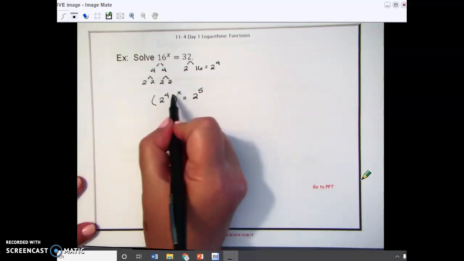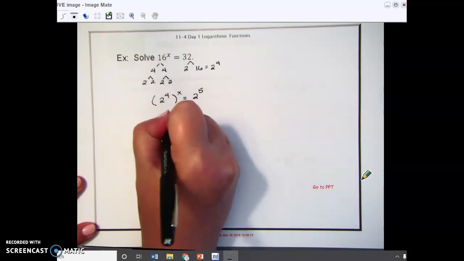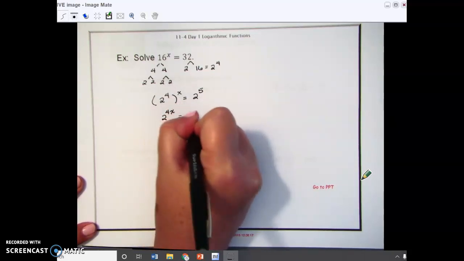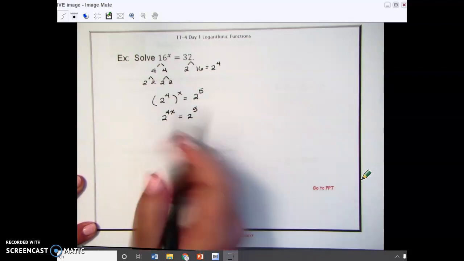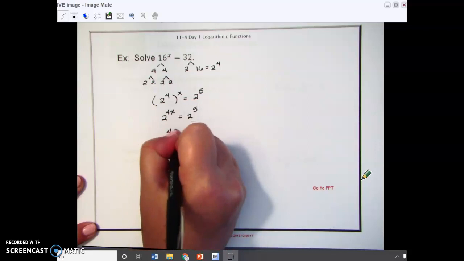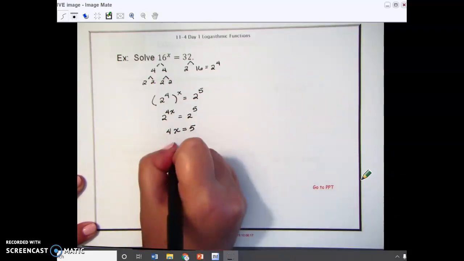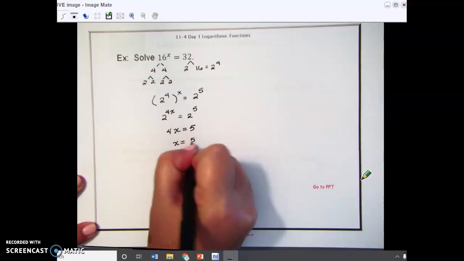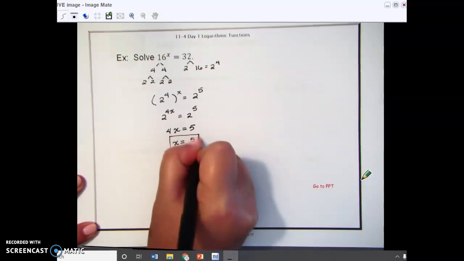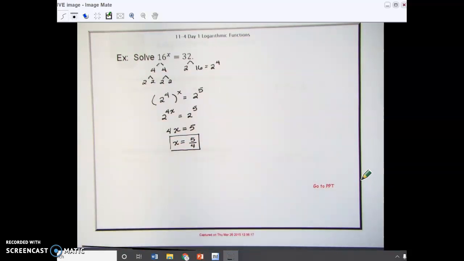So remember we said when we have an exponent of an exponent, we multiply. So this is going to be 2 to the 4x power is equal to 2 to the 5th. Now since my bases are the same, I can set my exponents equal to each other. So 4x is equal to 5. Then dividing both sides by 4, we get x is equal to 5/4. So if I take 16 to the 5/4 power, I should get 32.